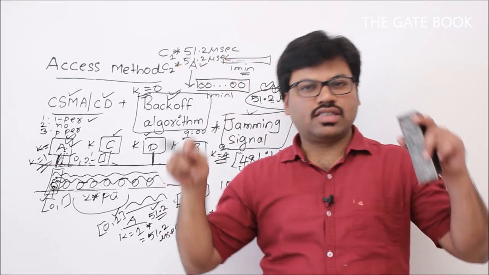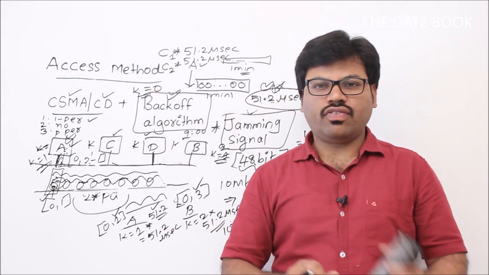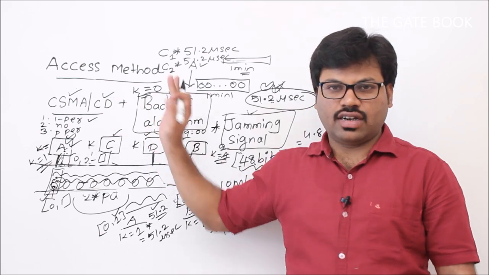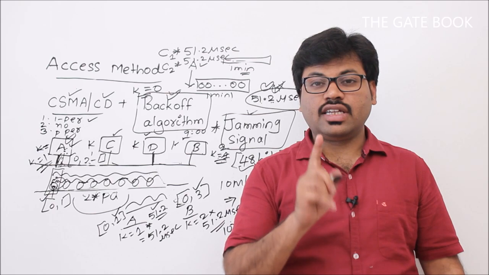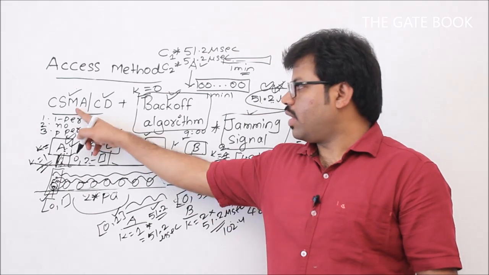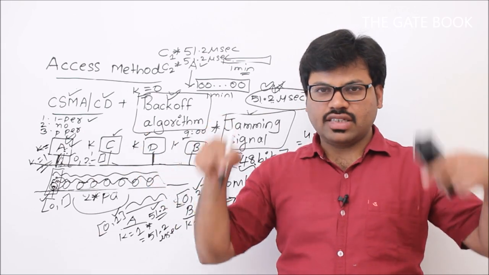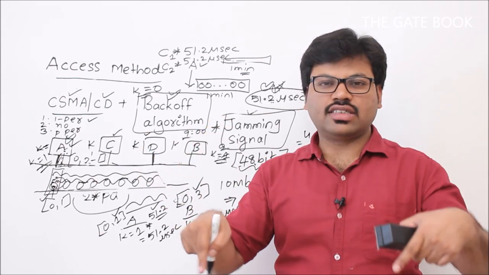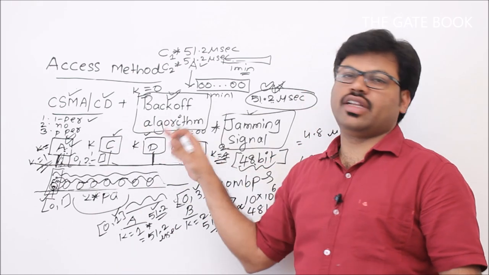After that they will start sensing again. Understand? So this is about the access method of Ethernet. Now let me consolidate. Ethernet uses the CSMA/CD technique with one persistency. That means whenever there is data, they immediately sense the channel, and if the channel is free, they send it. After that, this is the remaining story.